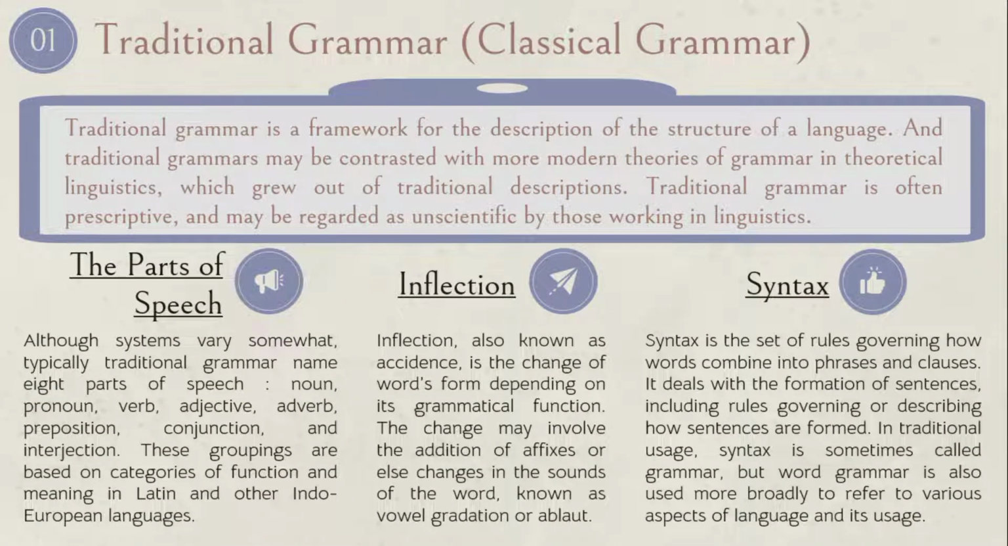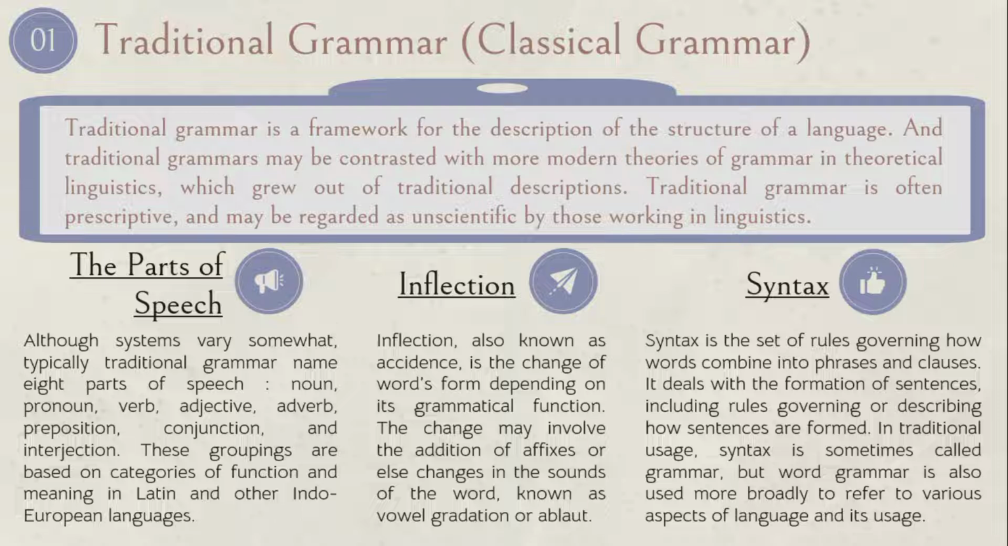The first is traditional grammar or classical grammar. Traditional grammar is a framework for the description of the structure of a language. And traditional grammars may be contrasted with more modern theories of grammar in theoretical linguistics, which grew out of a traditional description. Traditional grammar is often prescriptive and may be regarded as unscientific by those working in linguistics.